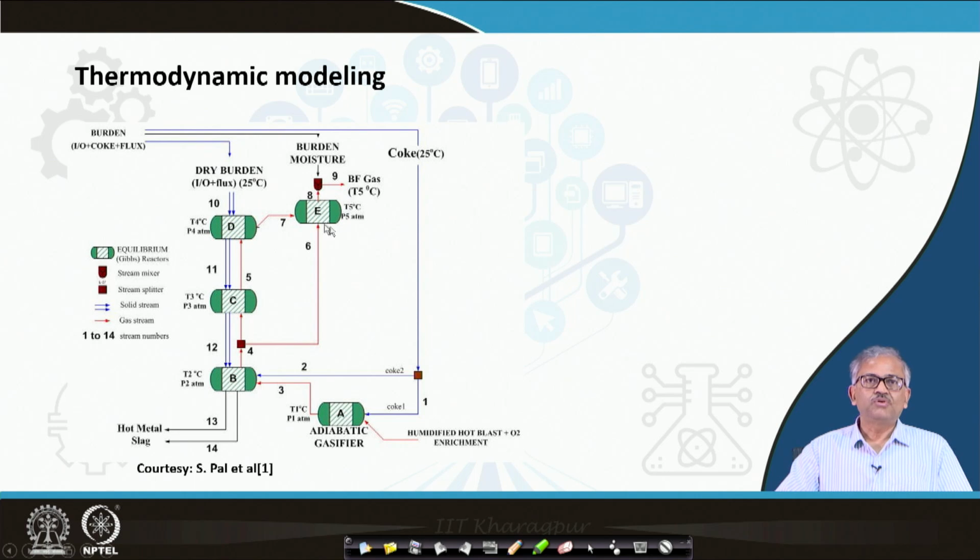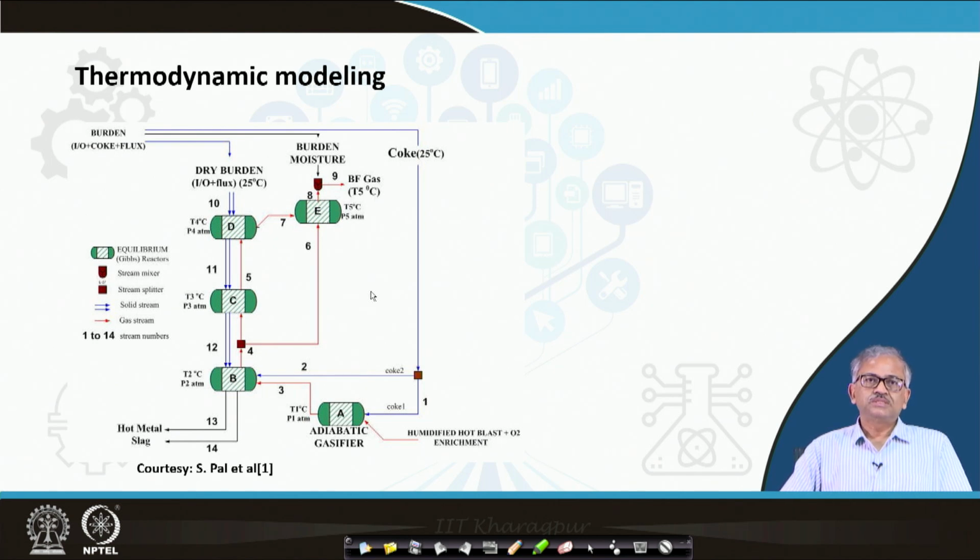Now I will talk about an example of a multi-zone thermodynamic model, that of the blast furnace. You can conceive it as a number of equilibrium reactors and connect these reactors by input and output streams, solid streams and gaseous streams. Then you can predict the final product composition like hot metal composition and slag composition. You can also calculate the coke rate and the exit gas composition, all these things.